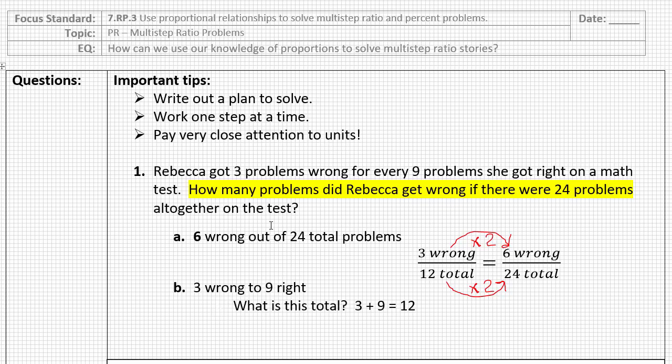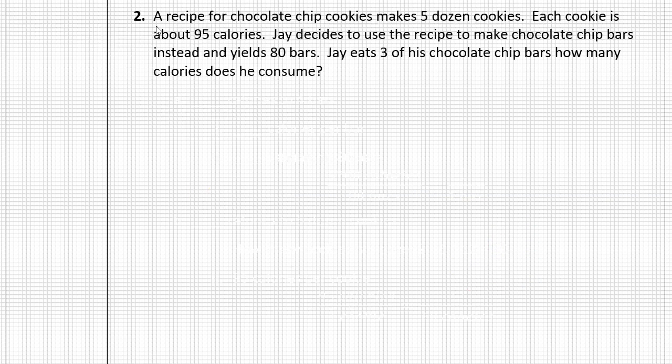Let's try another one. In our second problem, we're looking at a recipe for chocolate chip cookies that makes 5 dozen cookies. Each cookie is about 95 calories. Jay decides to use the recipe to make chocolate chip bars instead and yields 80 bars. Jay eats 3 of his chocolate chip bars. How many calories does he consume?